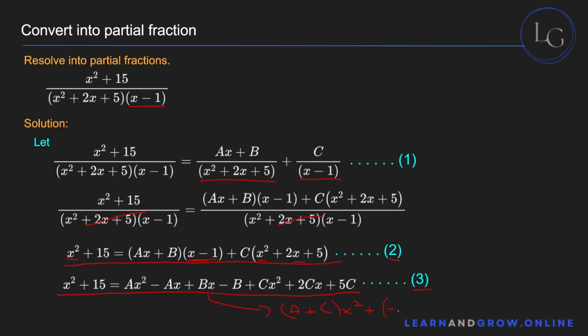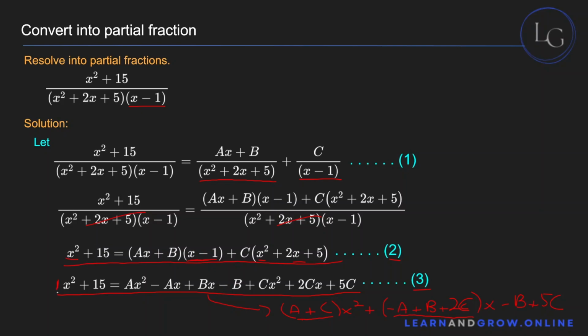plus minus a plus b plus 2c into x and minus b plus 5c. So you can see that the coefficient of x squared on the right hand side is a plus c, and the coefficient of x on the right hand side is minus a plus b plus 2c. So a plus c on the right hand side is equal to 1 on the left hand side.